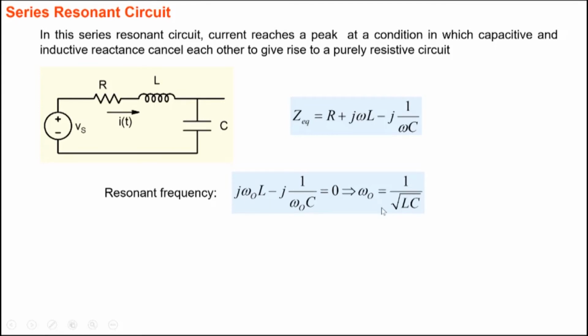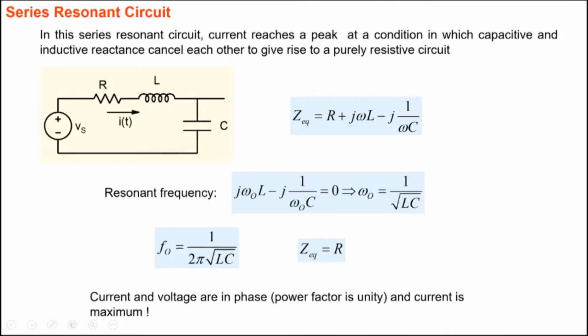So we equate the imaginary part to be equal to 0, and we get a resonant frequency of omega naught equal to 1 over root LC, and frequency of 1 over 2 pi square root LC. The net impedance in the circuit is simply R. The current and the voltage are in phase with each other, meaning that the power factor is unity. So if you apply a frequency equal to f naught, the resonant frequency, the magnitude of the current would be maximum, and the angle between the voltage and the current will be 0. Power factor will be unity.